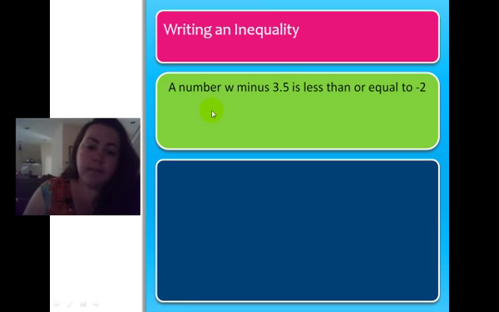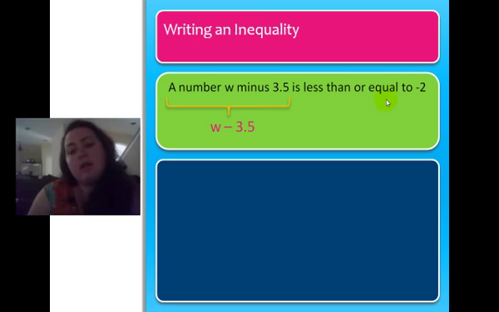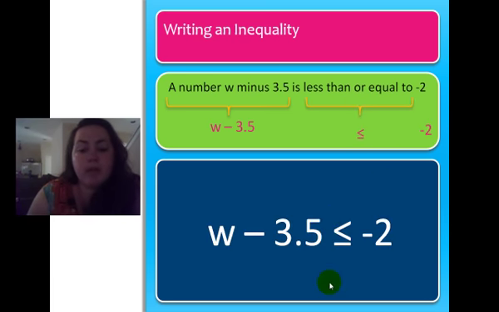Writing an inequality. A number W minus 3.5 is less than or equal to negative 2. So I'm going to take this sentence and rewrite it using symbols and numbers only. So a number W minus 3.5, I can take all of that and just write W minus 3.5. Less than or equal to, I have a symbol for that, and negative 2. So when I put that together, I get W minus 3.5 is less than or equal to negative 2.